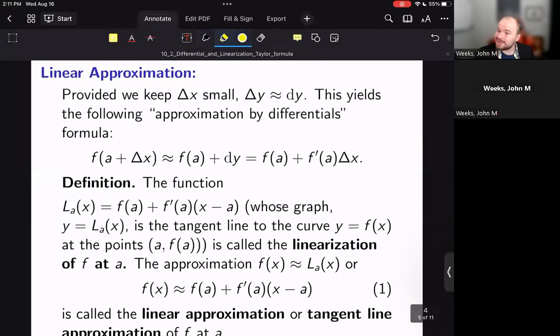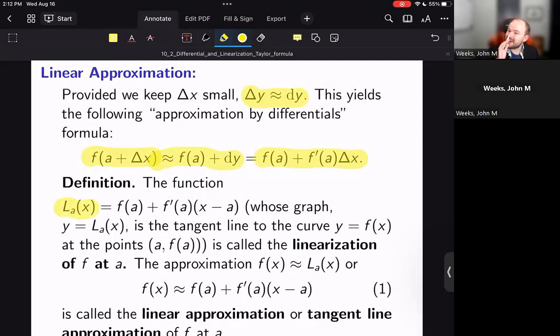So provided we keep delta x small, we have that delta y is approximated by our differential dy. So this gives us our formula that we're looking for: the function of a plus some change, that y1 that we were looking at before, is approximately equal to f of a plus the differential, which is f of a plus f prime of a times delta x. This is exactly what we call the linearization of the function at a point.